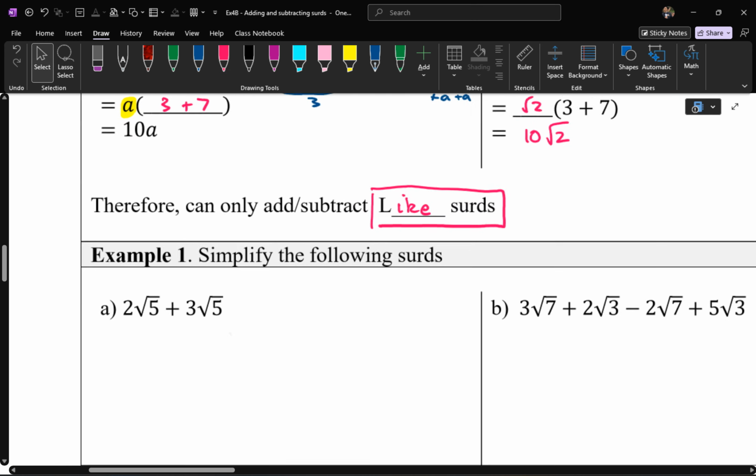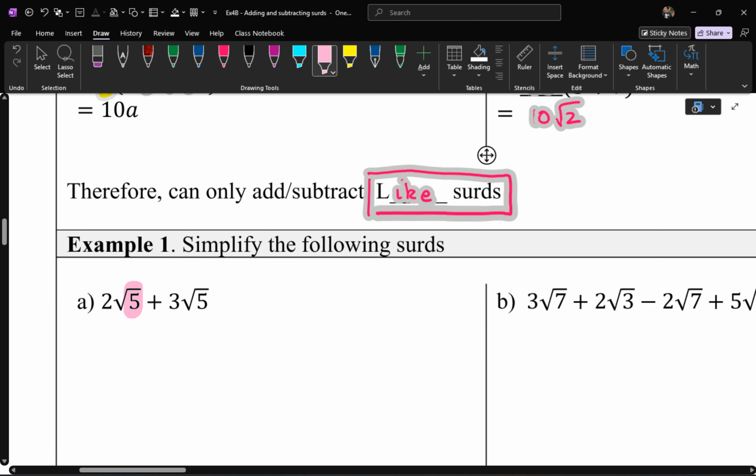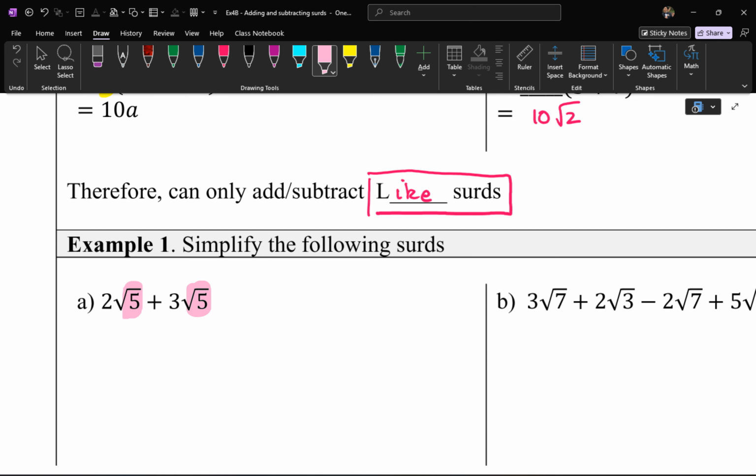Let's look at the first one. I don't know what root of 5 is, but I know I got 2 of them. Then I'm adding on another root of 5, but I got 3 of them. Are these like surds or not like surds? They're like surds. They're exactly the same groups. So because of the same groups, I got 2 of these plus another 3 of these. Well, together I should now have 5 of those root 5s. So you can only add surds that are the same.